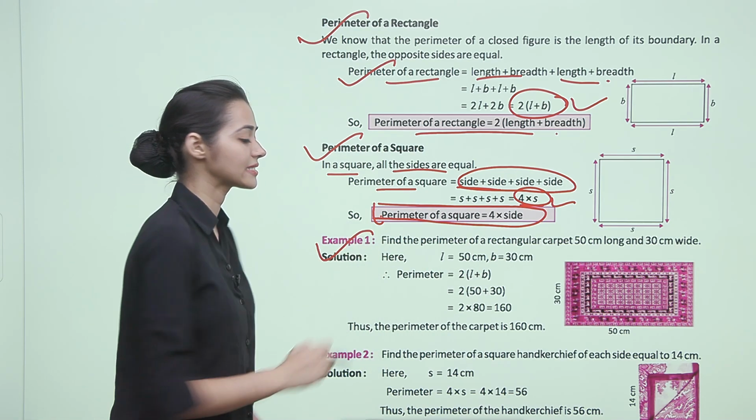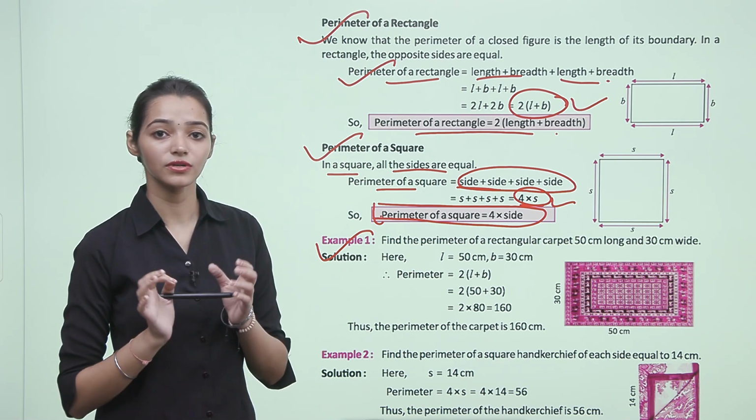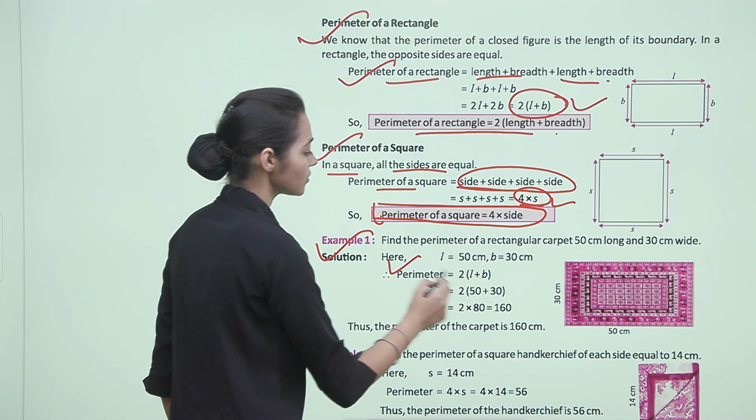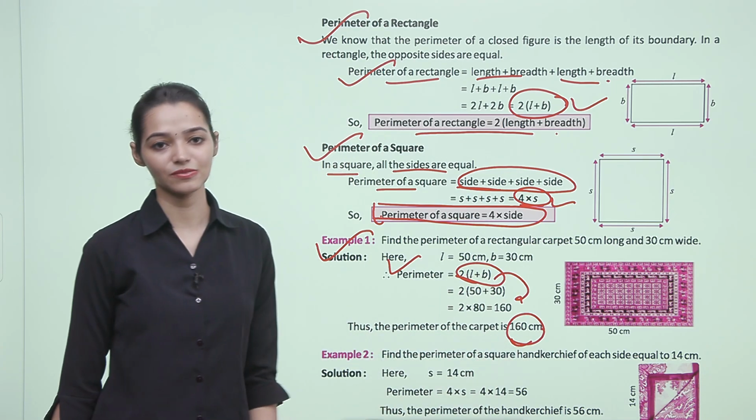Now next is our example number 1. We have to find the perimeter of a rectangular carpet having length and breadth 50 and 30. So we know that perimeter is equals to 2 into (length plus breadth). After putting the values, the perimeter of the carpet is 160 centimeter.